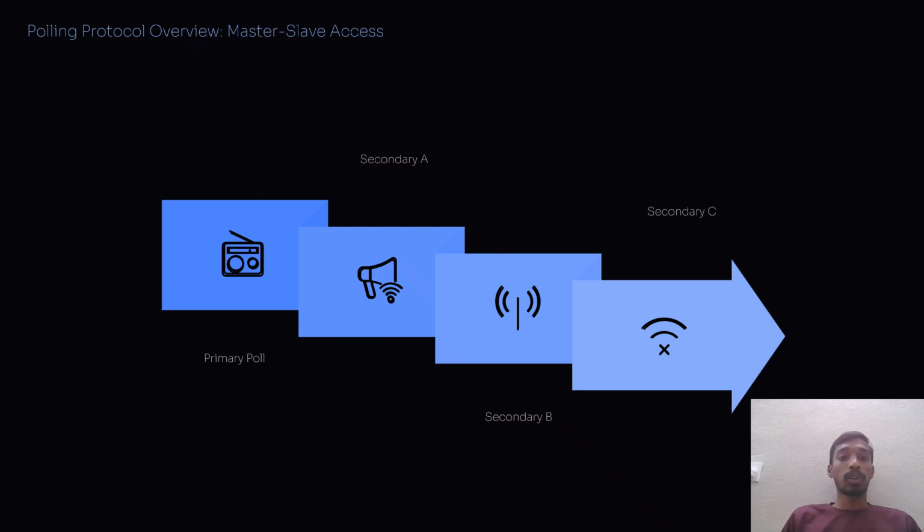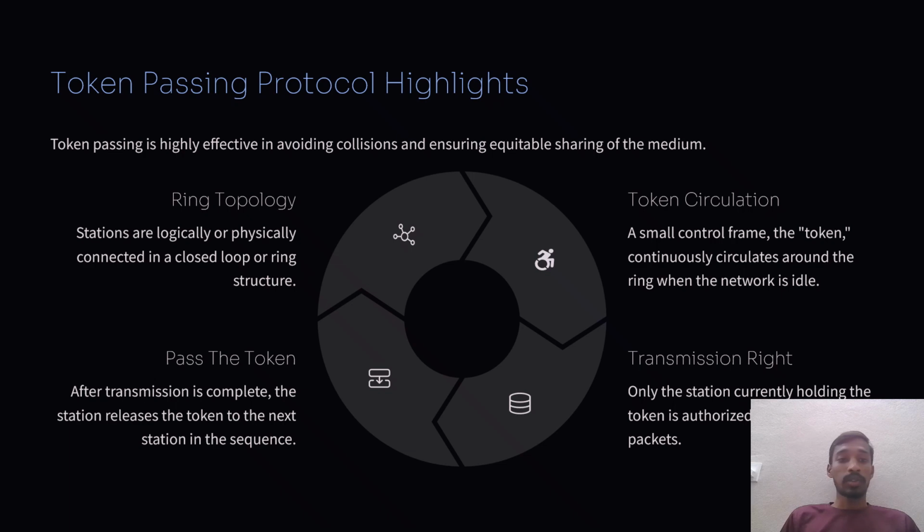Polling protocol overview: master and slave access. Secondary A, the primary polling, secondary C and secondary B. They listen, like Wi-Fi, sound systems, radios, hotspots. These are the polling protocols overview in master, slaves and access. They are divided into section A, the primary, and radio and speakers. Secondary C is the hotspot, buttons like Wi-Fi. These are the flowchart-like protocols.